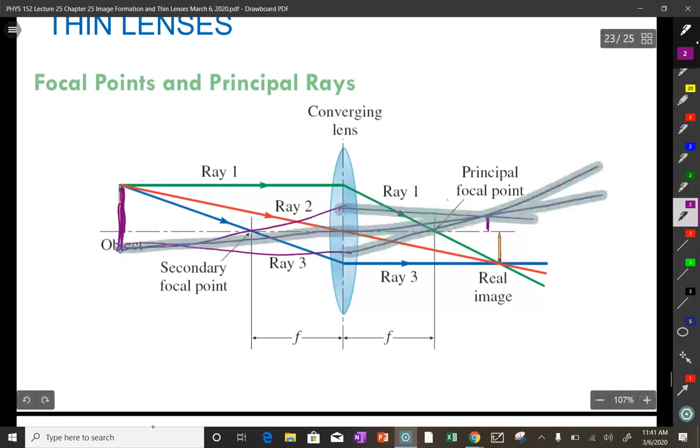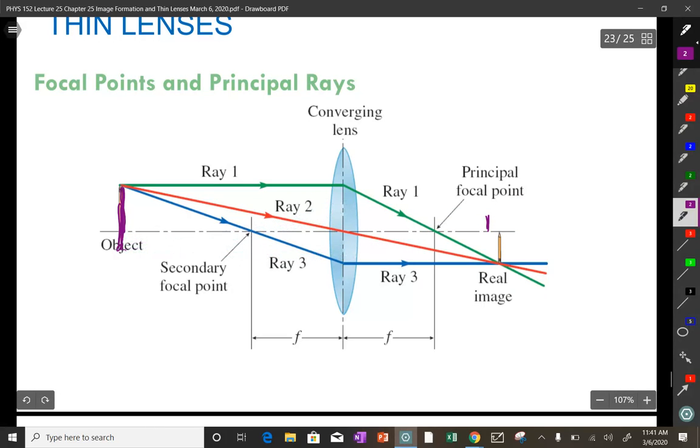Now there is something here that is different from what we did with the mirror. How many focal points does the mirror have? One focal point. But for the rays, we did the parallel ray that reflects through the focal point, and we did the focal ray that goes through the focal point and comes out parallel. For a lens, if it comes parallel, it's going to go through the focal point on the other side. If it goes through the focal point on one side, it's going to go out parallel on the other side.